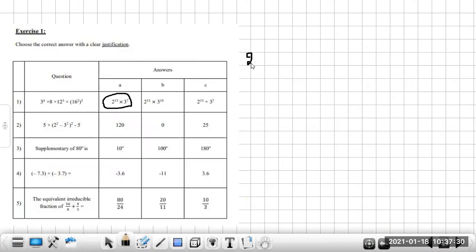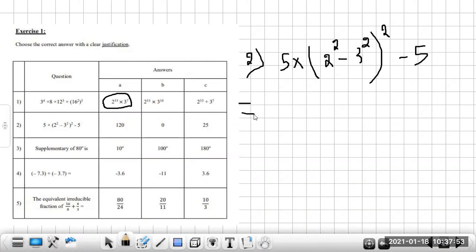Part 2. 5 times 2 power 2 minus 3 power 2, all to the power 2, minus 5. Of course, 5 times 2 power 2 is 4, minus 3 power 2 is 9. We cannot distribute the exponent because we have a minus. Minus 5. So equal 5 times 4 minus 9 equal minus 5.